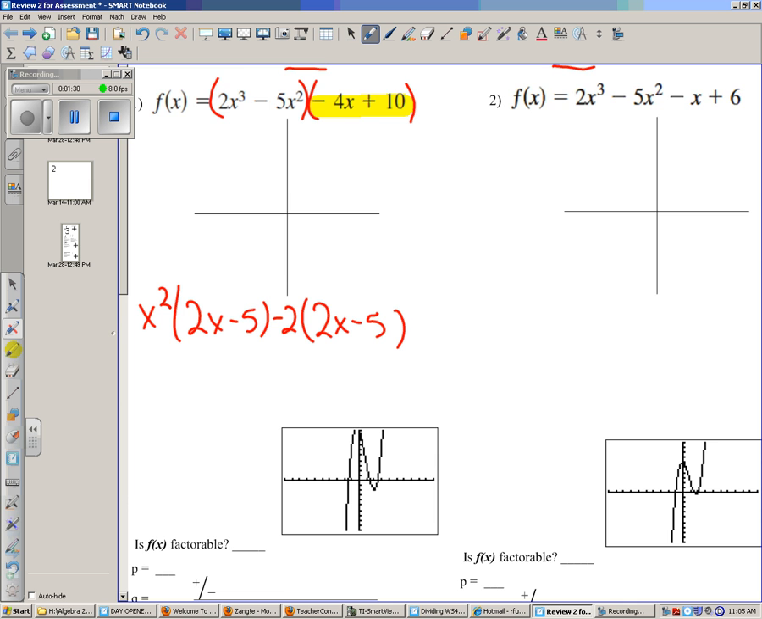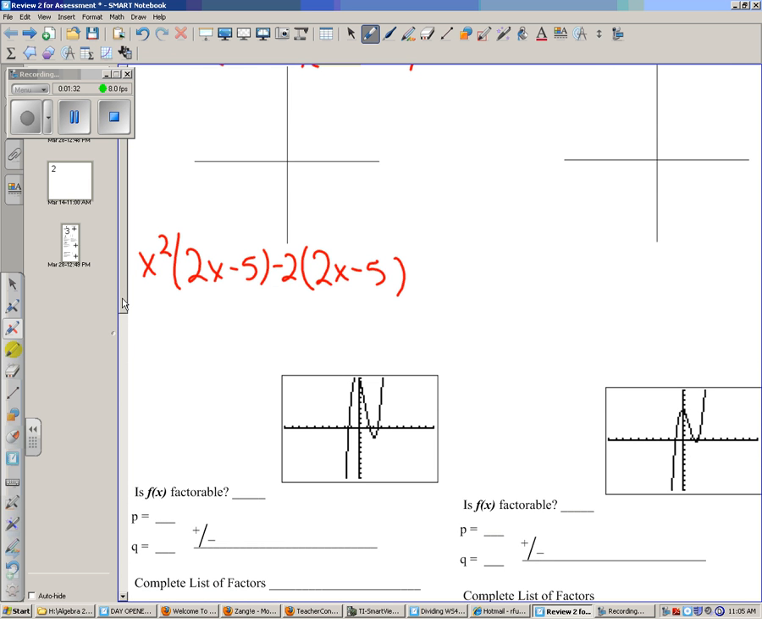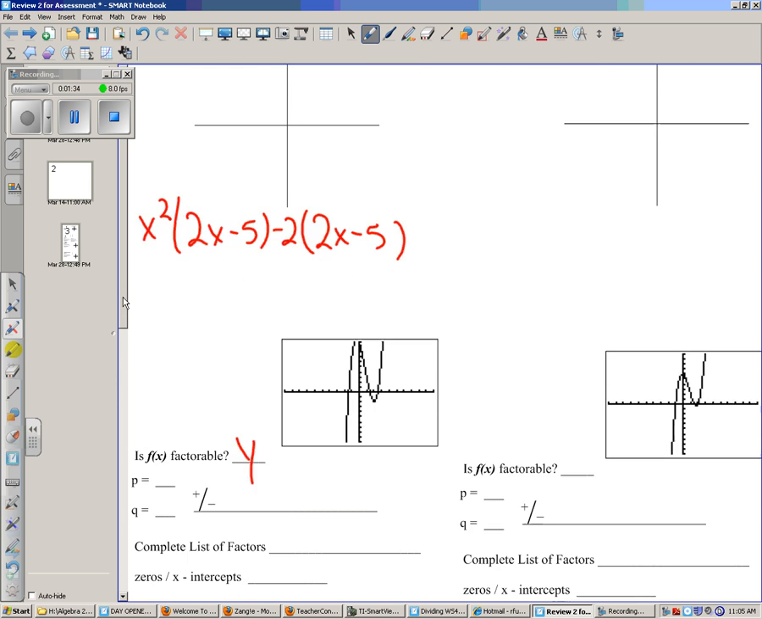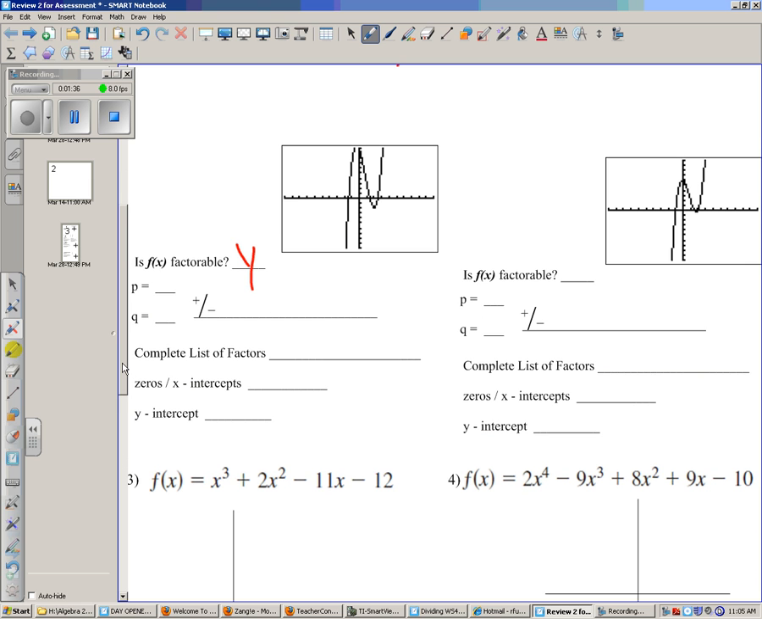So when I go and ask myself, is this factorable? My answer is yes. Since it's factorable, I'm not going to bother with any of the P over Q list. Instead, I'm just going to go straight to my complete list of factors. So I get x squared minus 2 as one, and I get 2x minus 5 with the other. And at this point, I assume you guys are good about setting these parentheses equal to 0 and doing that math. So I'm not going to show you how I get these.